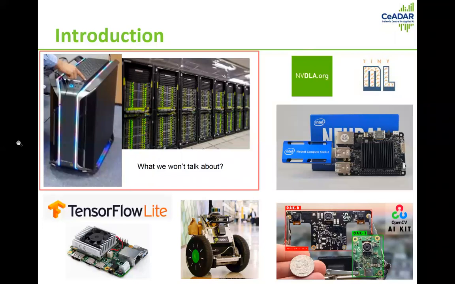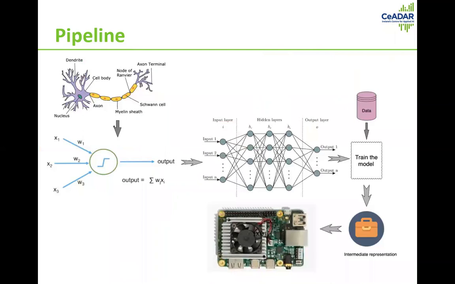Before we go into techniques of how you can run these big models on small devices, I'll show you the machine learning pipeline, because this will help you understand what things can be changed to make these big models run on these small devices. Starting from here, we have a biological neuron. A neuron has dendrites, a cell body, and this big axon, and it gives the output to other neurons from here.